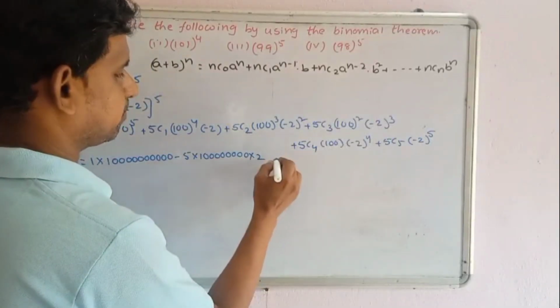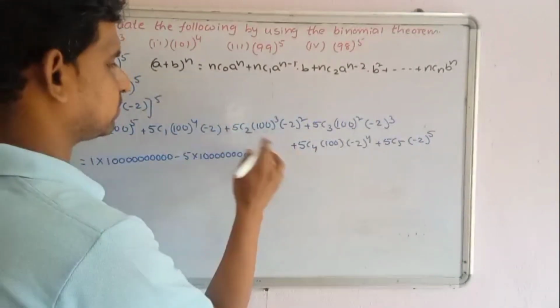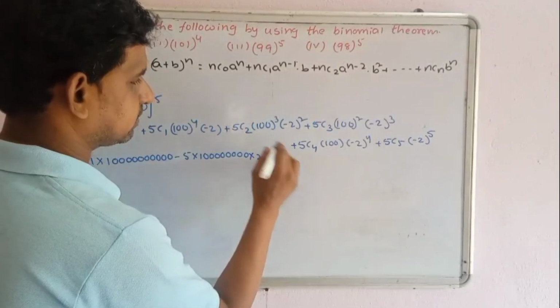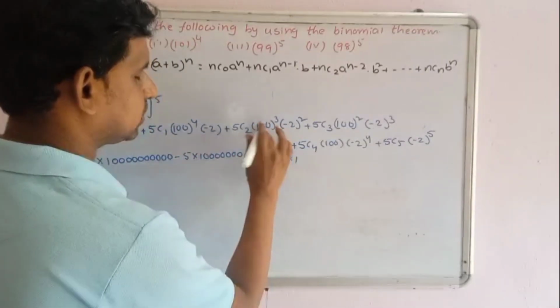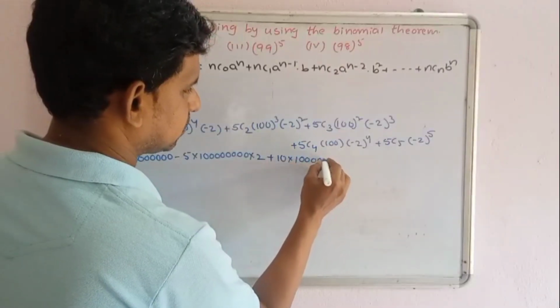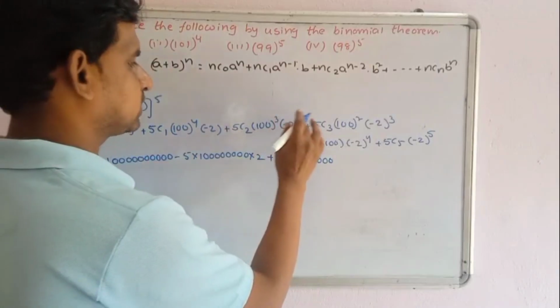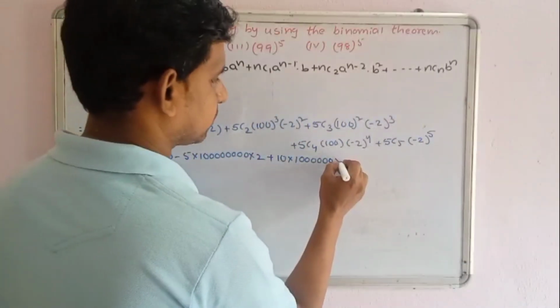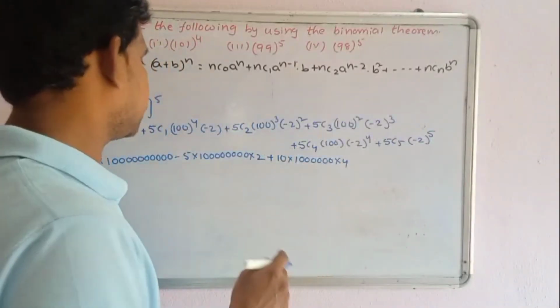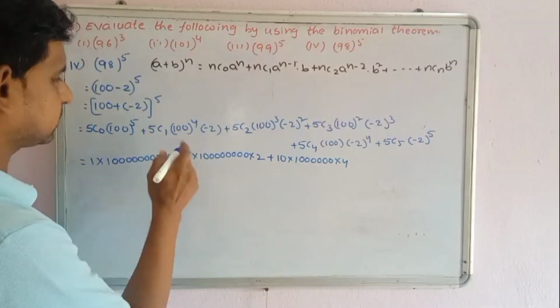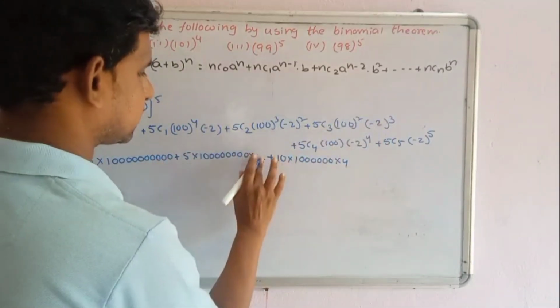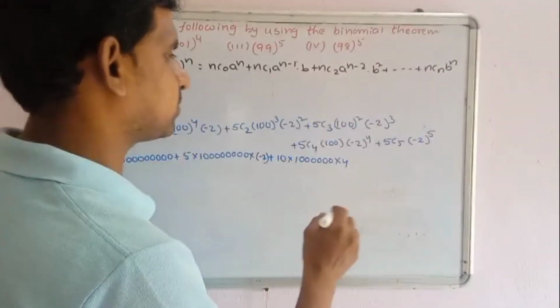Next 5c2. 5c2 value, already I said, 10. 1 power 3 is 1, zeros 3 times: 1, 2, 3. Minus square value plus 2 square value 4. Okay, it is better to write plus only here because so many negative symbols are there. So write minus 2. That we will discuss about this.